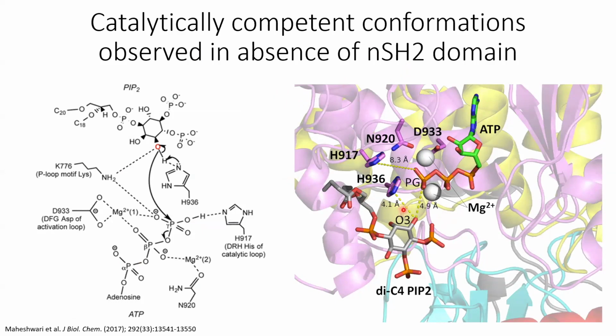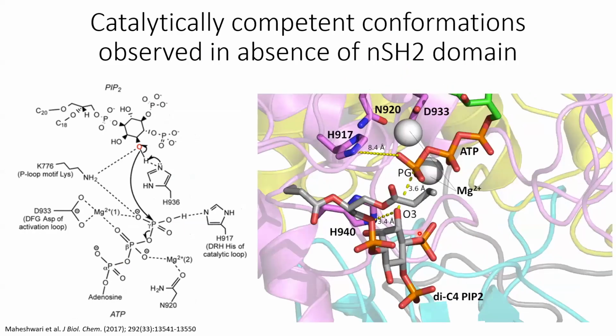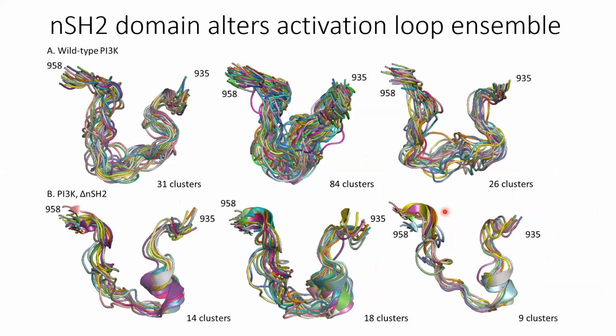And so here I'm showing an instance from my simulations in which the epsilon nitrogen of histidine 936 is within 4.1 angstroms of the O3 of the PIP2 lipid substrate, and the O3 is within 4.9 angstroms of the gamma phosphate of ATP. Here's another instance from my simulations in which the epsilon nitrogen of histidine 940 is within 3.4 angstroms of the O3 of the PIP2 substrate, and O3 is within 3.6 angstroms of the gamma phosphate of ATP.